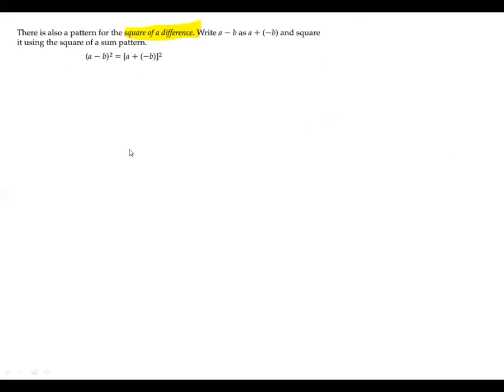All right, there's also a pattern for this square of a difference. So if you have a minus b squared, you can think of it as a plus a negative b and then use the square of a sum pattern. But basically what it turns out to be is that you get the first term squared, then minus the product of the 2ab, and then the last term squared again, okay?